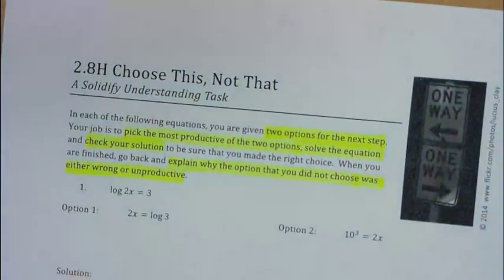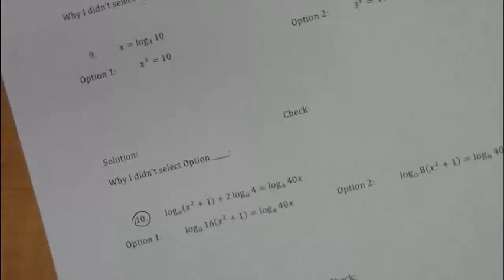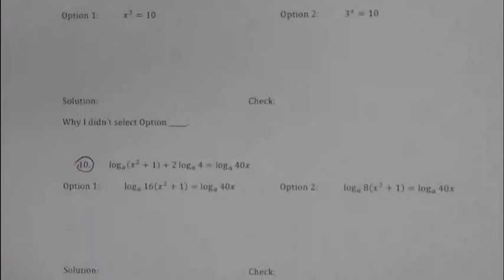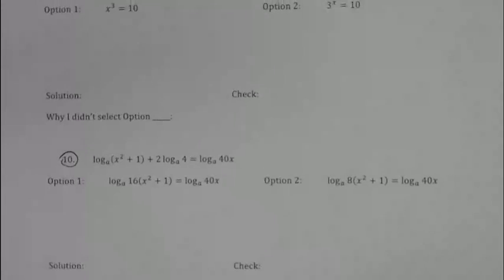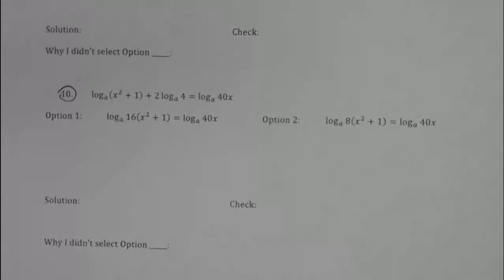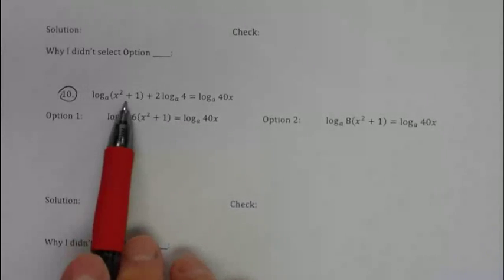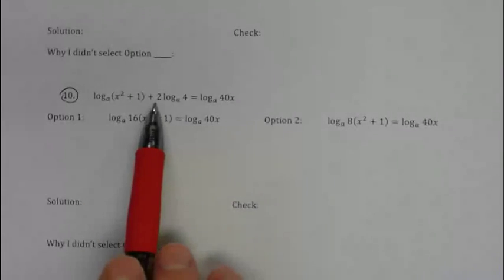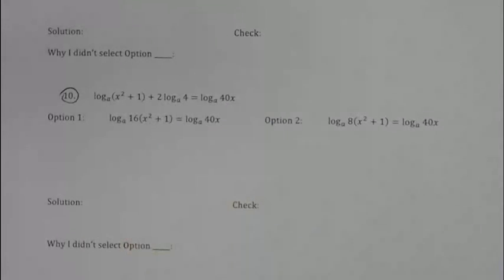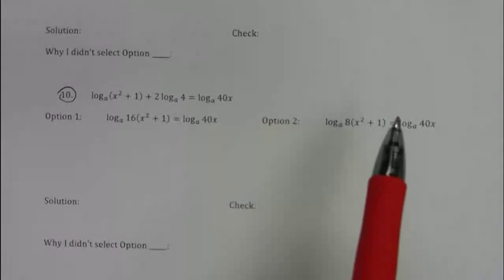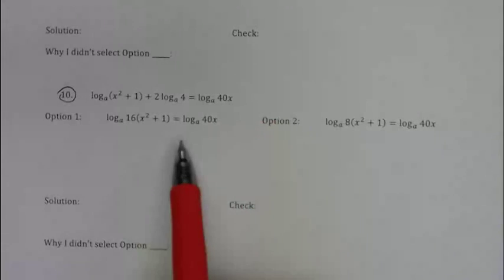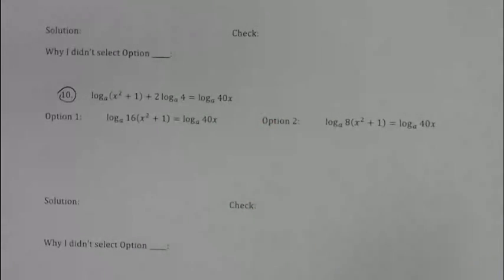Now to our last problem of our video, problem number 10, our very last problem on our classwork paper here. We have a little bit more advanced of a problem again. So looking at what we're starting with, we have log base a of x squared plus 1 plus 2 times log base a of 4 equals log base a of 40x. So in both options, log base a of 40x is the right side. So we're going to ignore the right side for now.